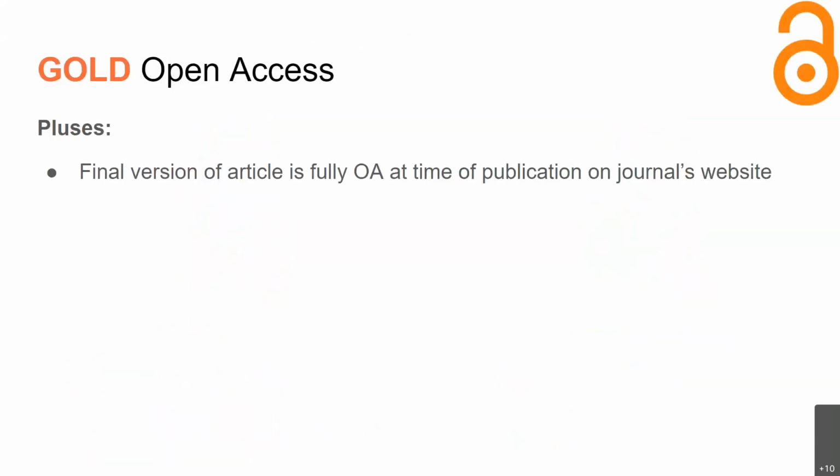So let me talk a little bit more about gold. There are some pluses. This means the very final version of the article is fully open access at the time of publication on the journal's website. So this is where most readers will go to see the article, right? They don't want to encounter a paywall. So that's really a plus.